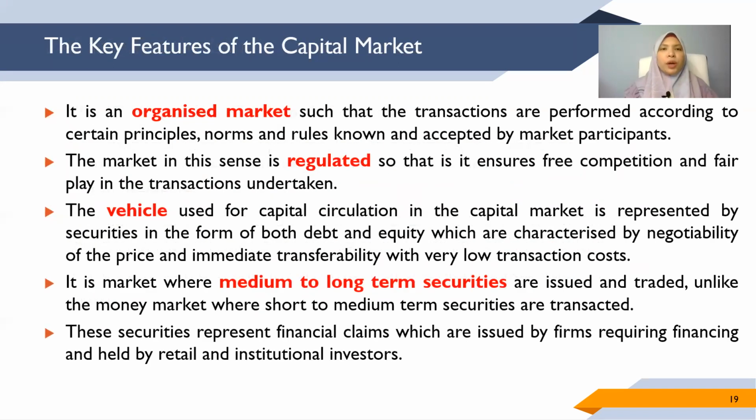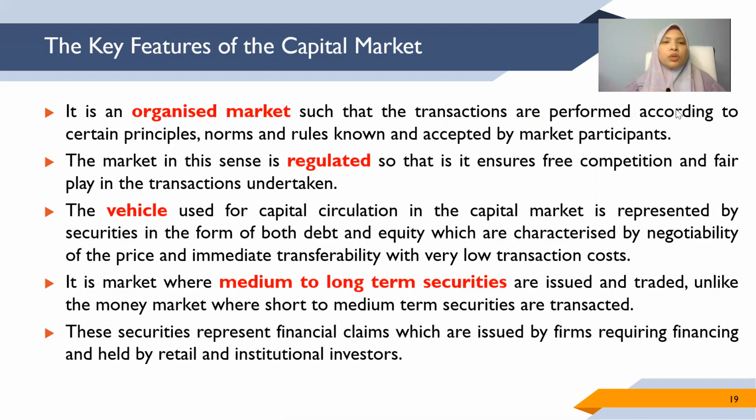So what are the key features of the capital market? You can just refer to the red wording. For example, it is an organized market, such that the transactions are performed according to certain principles, norms, and rules known and accepted by the market participants. The market is also regulated, so it ensures free competition and fair play in the transactions undertaken. We don't want any problems in the market, for example money laundering and bribery, so that's why it must be regulated.